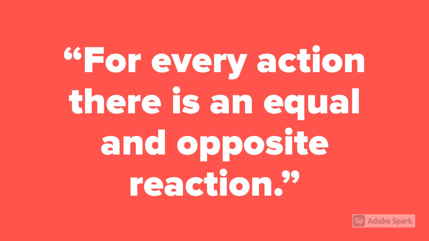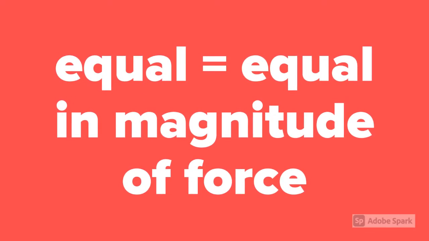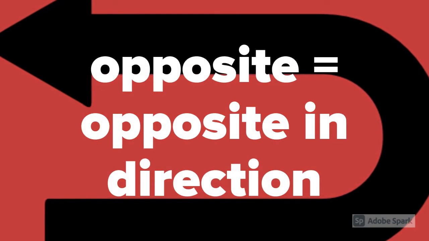Now for our last law, Newton's third law of motion. Newton's third law states, for every action there is an equal and opposite reaction. Breaking this down, the action that this law speaks of is the force transferred from object A to object B. Equal means equal in magnitude of force, and opposite means opposite in direction.